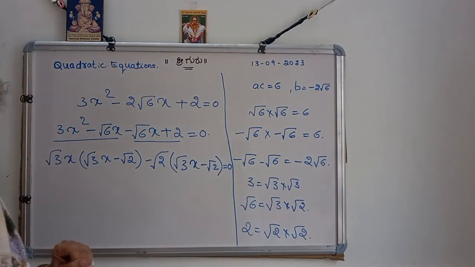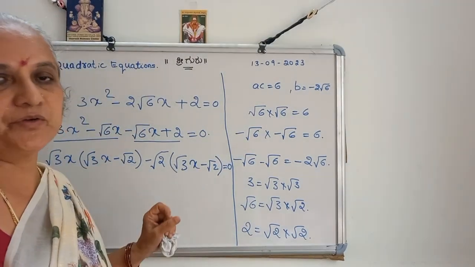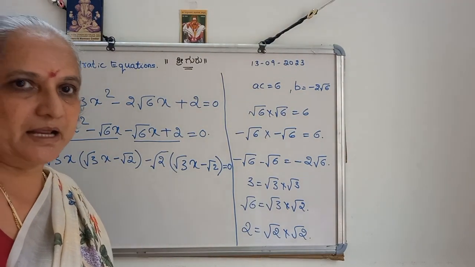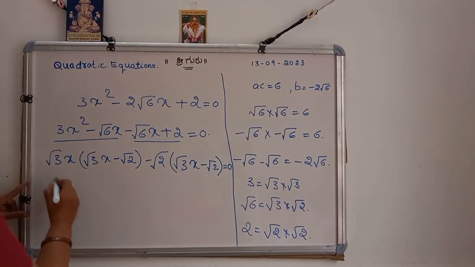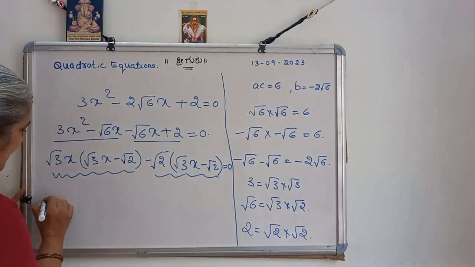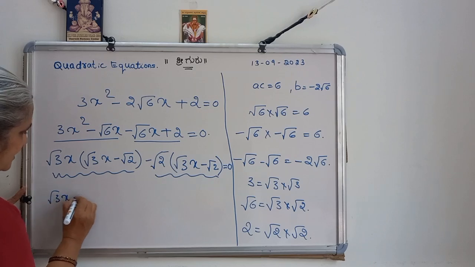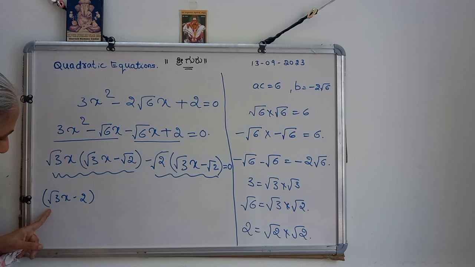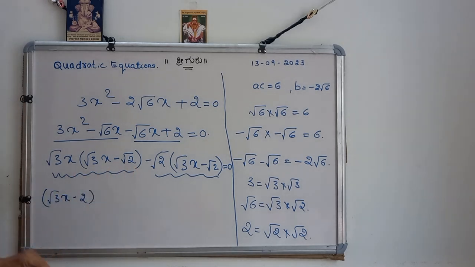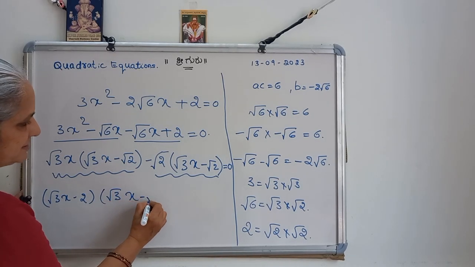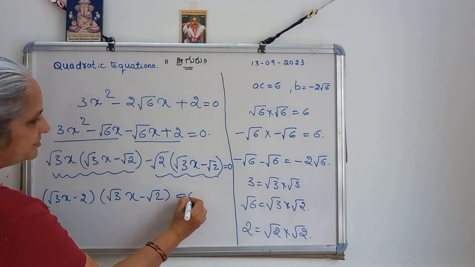Is it clear? If you have any doubt, you can ask in the comment section. I would answer you. Okay? In these two terms, root 3x minus root 2, this linear expression is a common factor in these two terms. Then we are left with root 3x minus root 2 is equal to 0.